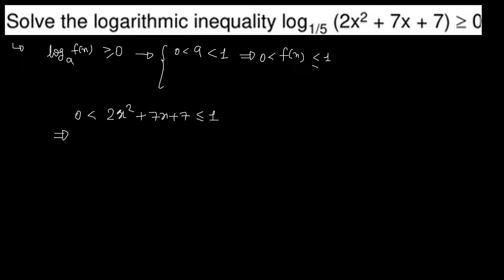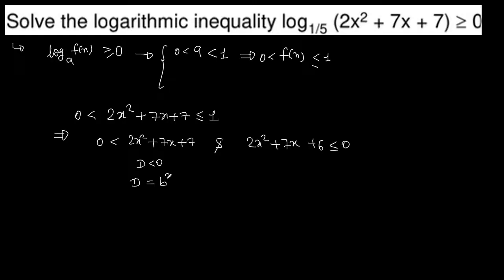This implies we'll solve them alone if we have such thing. This is bigger than 0 and 2x square plus 7x plus 6 is less than equal to 0. We'll solve them parallelly. So here we are getting D less than 0. If you find the discriminant is less than 0, discriminant is what? B square minus 4ac. So b square is 49, minus 56, which is minus 7, which is less than 0.